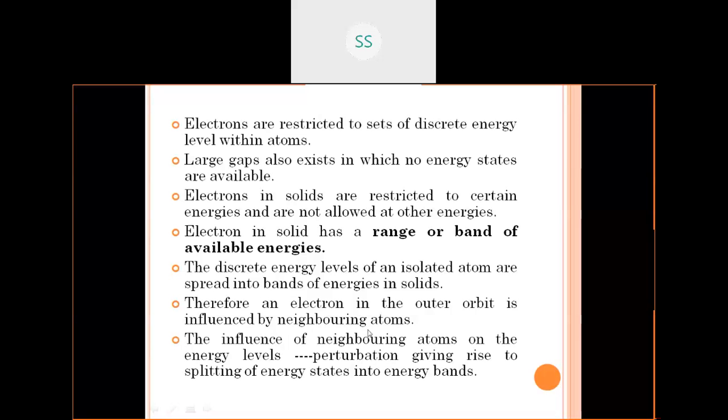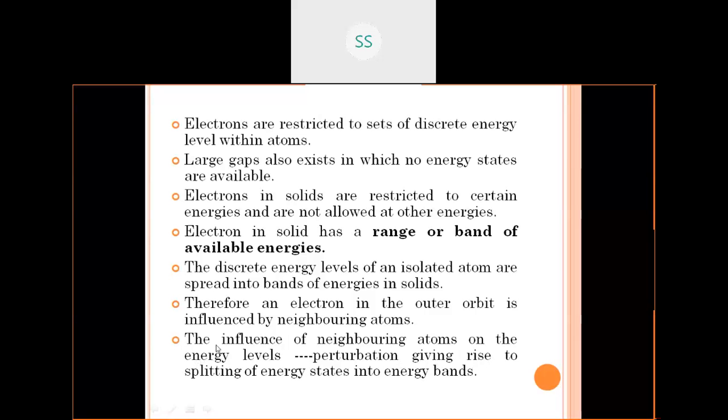So this is because of the influence exerted by the neighboring atoms on the electrons present in the outermost orbits. Therefore, the influence of neighboring atoms on the energy levels causes perturbation. It is just like a small disturbance. So this perturbation gives rise to splitting of the energy states into energy bands.